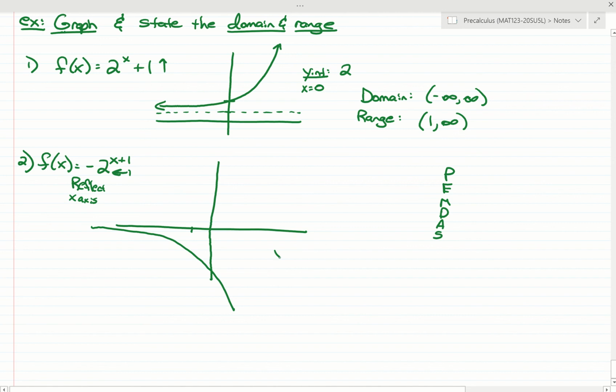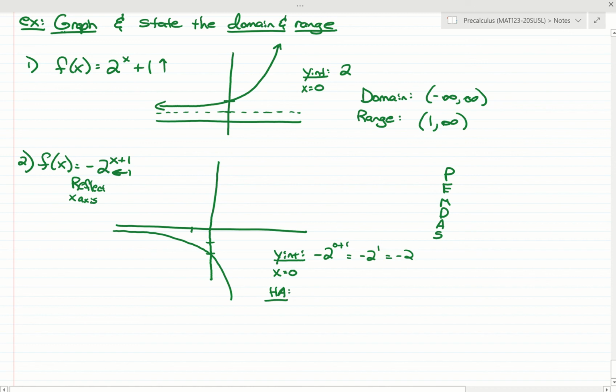So let's go through the y-intercept. Well, let's put 0 in for x and see what happens. We get negative 2 to the 0 plus 1 power, or negative 2 to the first, which is just negative 2. That's actually our y-intercept, so I drew this a little too steep. Something like that. Now our horizontal asymptote.